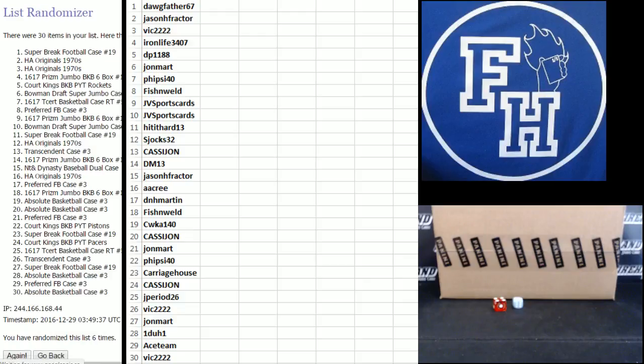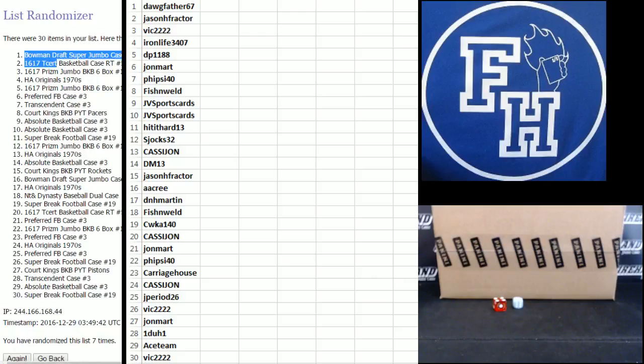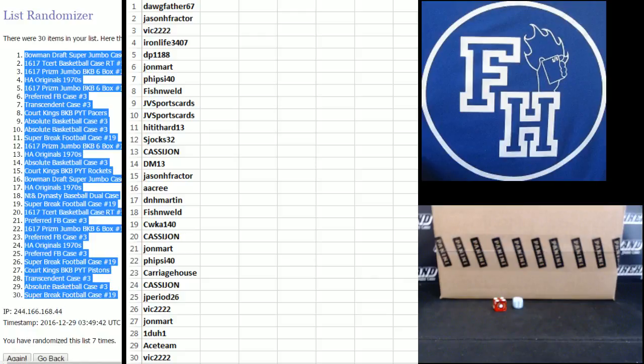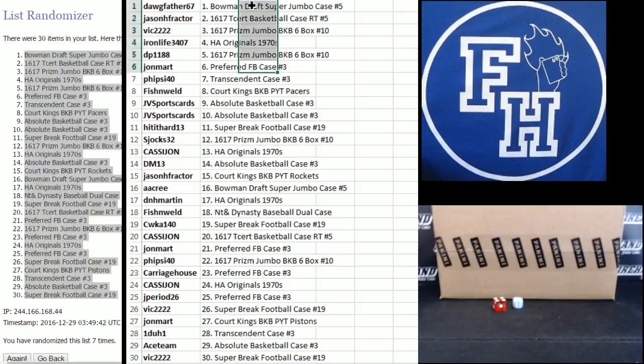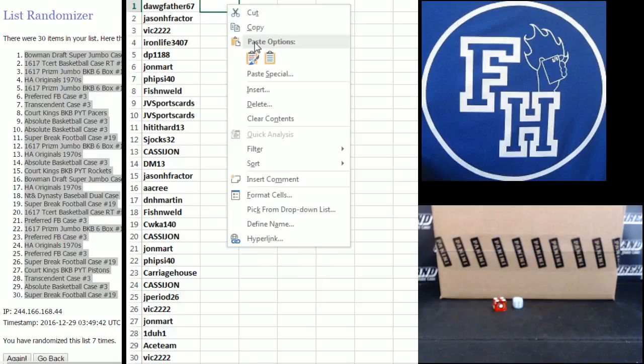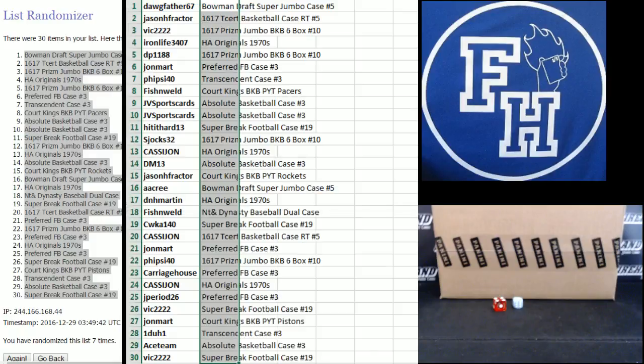1, 2, 3, 4, 5, 6. 7th and final hit. Cross your fingers. Hold your wieners. Good luck. 7. Bowman Draft Super Jumbo number 1, Super Break Football number 19, number 30. Oops, damn it. I need to do that special. There you go, so it doesn't do the numbers next to them. Perfect.